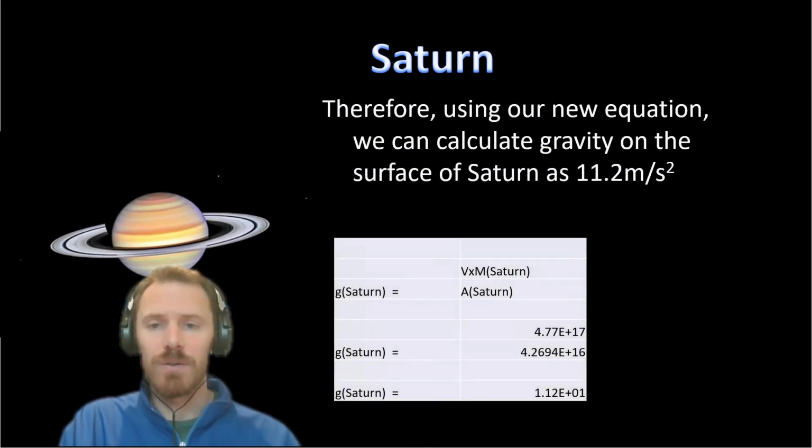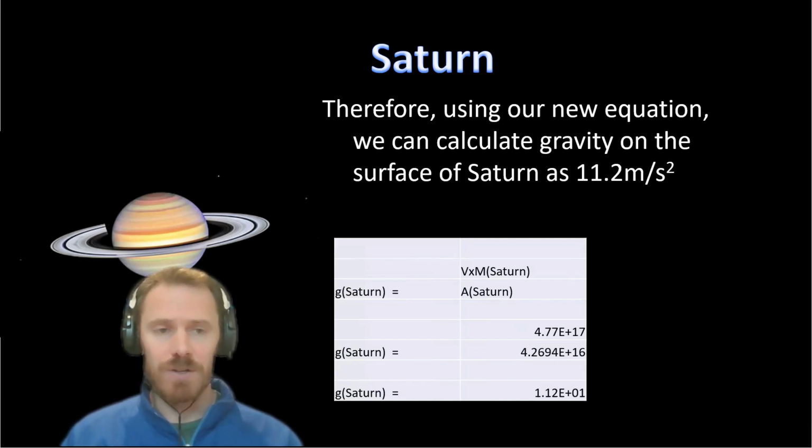Therefore, using our new equation, we can calculate the gravity on the surface of Saturn as 11.2 meters per second squared. We are saying that the gravitational acceleration is equal at all points on the surface of Saturn. Everywhere on the geode, you weigh exactly the same.